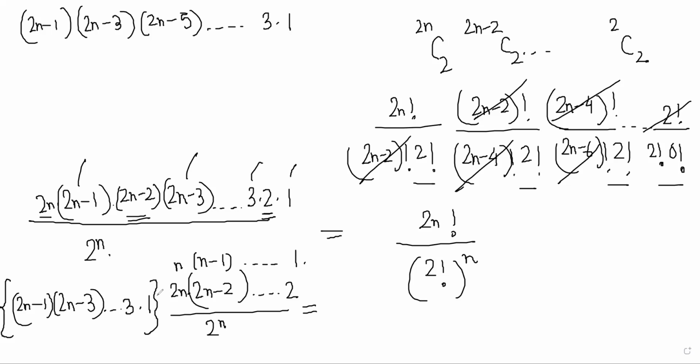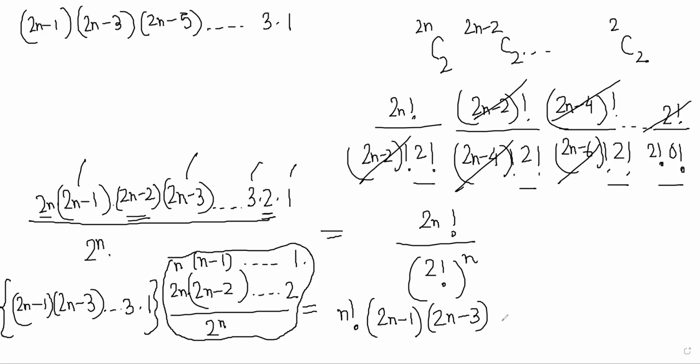You're understanding? This becomes n factorial, no? n factorial into (2n minus 1), (2n minus 3), till 3 into 1, right? Are you getting the n factorial part, how it came?